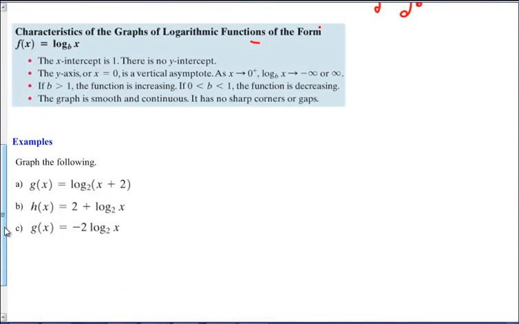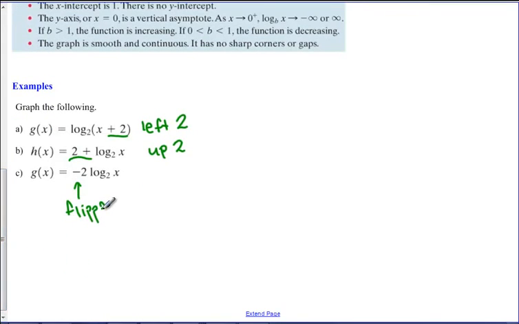All right, so for these, we'll make the comments that this plus 2 moved it left 2. This plus 2 moved it up 2. And that negative flipped it which way? Up, down, or left, right? Yeah. And then that 2 stretched it just a little bit.